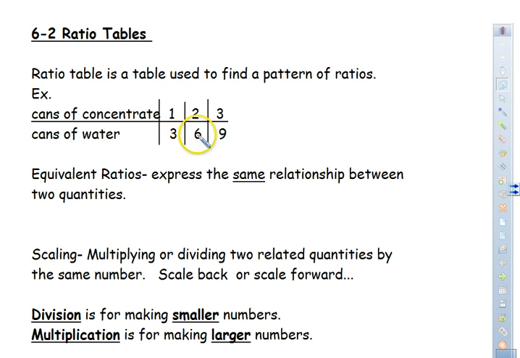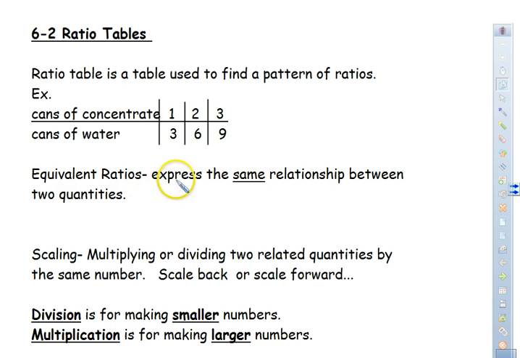If you have 2 cans, then it would be 6 cans of water. If you have 3 cans of concentrate, then it would be 9. Okay, that is again finding that pattern. So it's counting by 3s. This is counting by 1s.